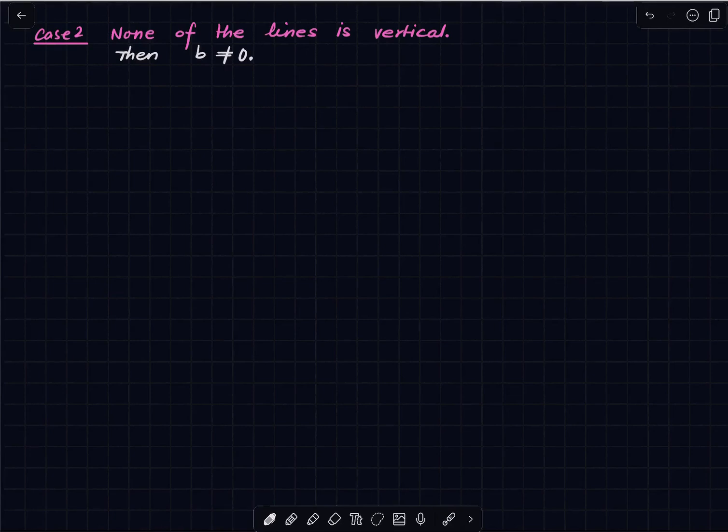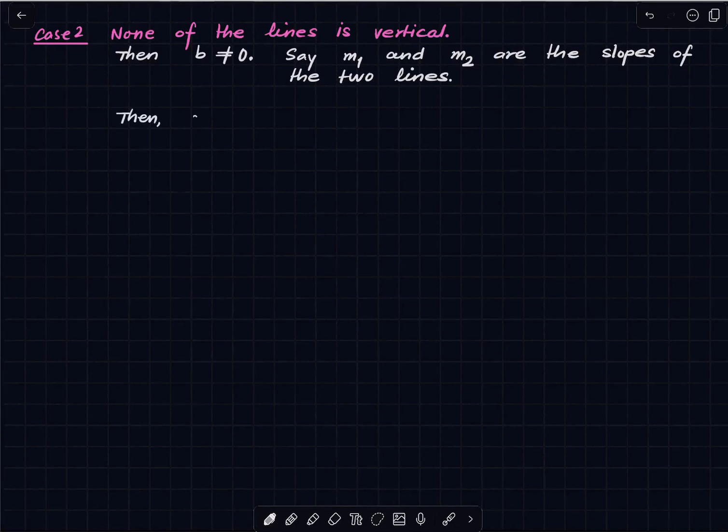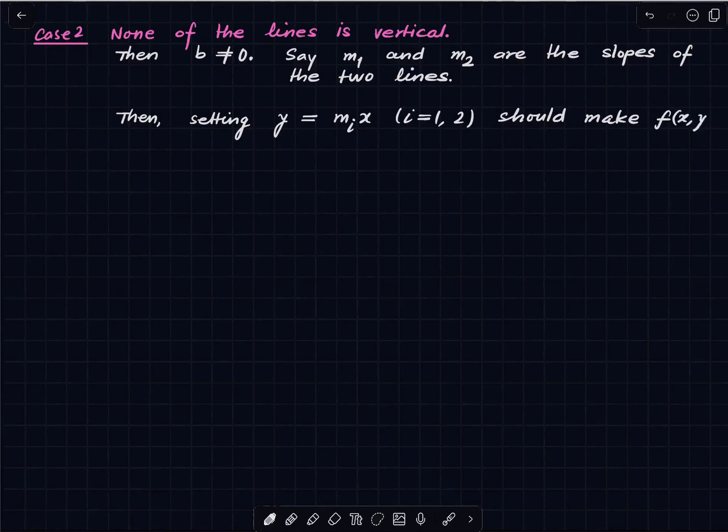And now say m1 and m2 are the slopes of the two lines. Okay. So then, setting y as m_i x for i equals 1 and 2 should make this identically 0.